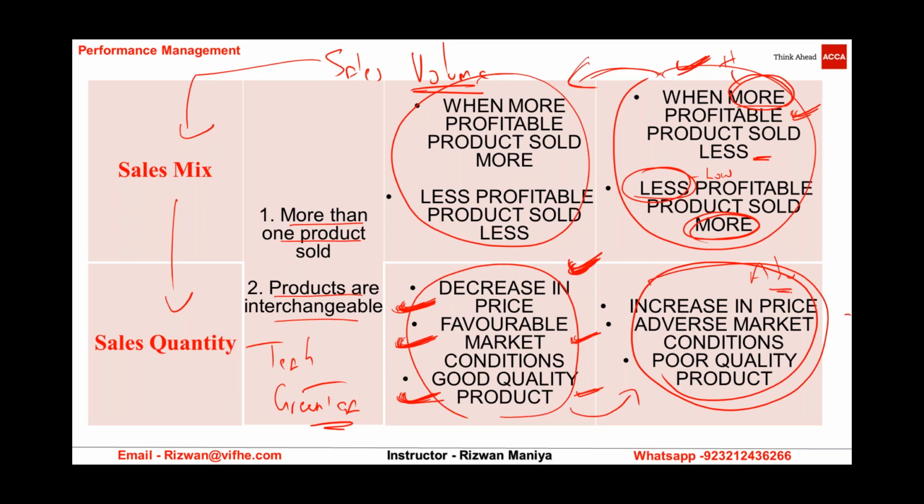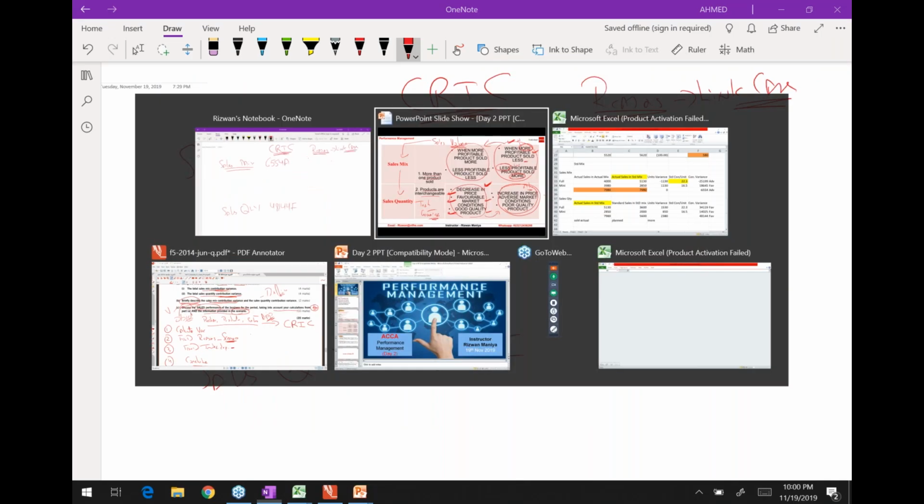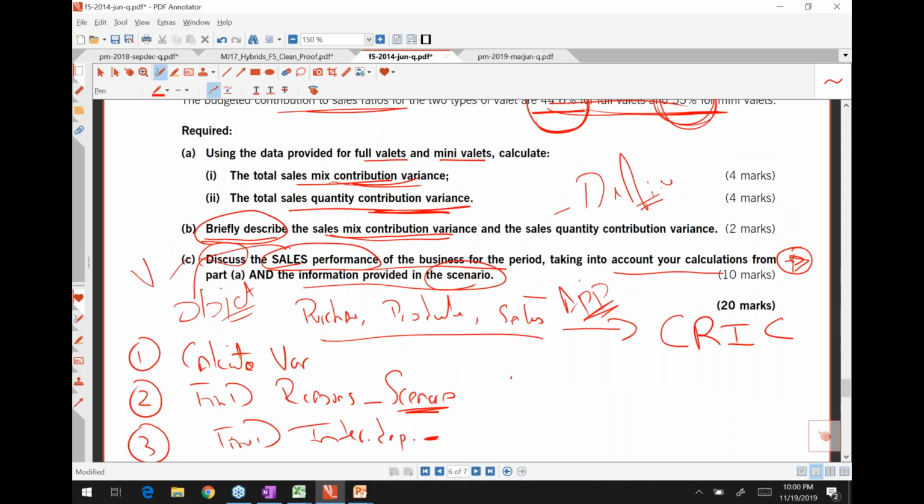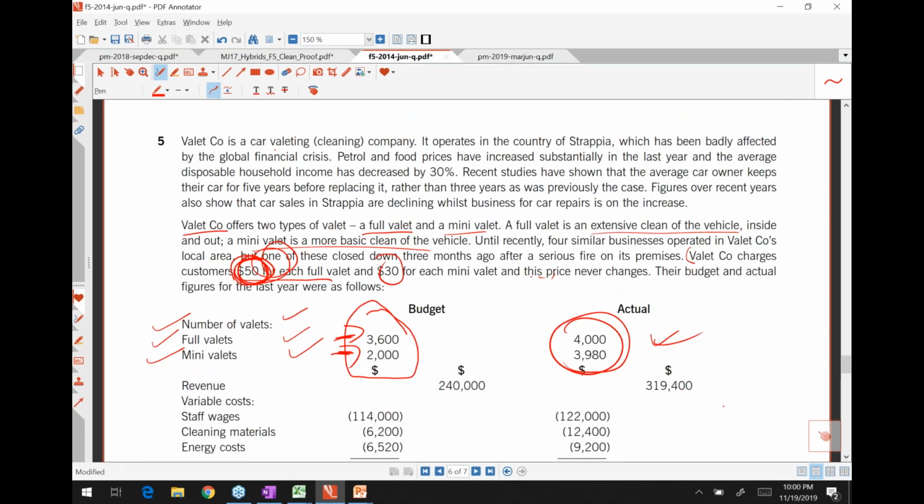So I know this is clear. Now let's link the reason with the scenario quickly. Valet Company is a car valeting company. It operates in the country of Australia, which has been badly affected by the global financial crisis. Petrol and food prices have increased substantially in the last year, and average disposable household income has decreased by 30%. Recent studies have shown that the average car owner now keeps their car for 5 years before replacing it, rather than 3 years as previously was the case.